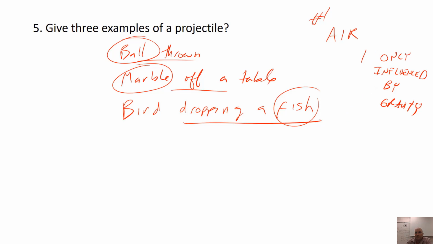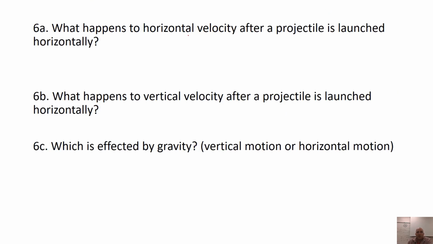So 2 main things you need for it to be a projectile. Anything that's in the air. It could be a piano falling through the sky. It could be anything in the air that doesn't have its own power, causing it to move against what gravity is making it do. What happens to horizontal velocity after a projectile is launched horizontally?